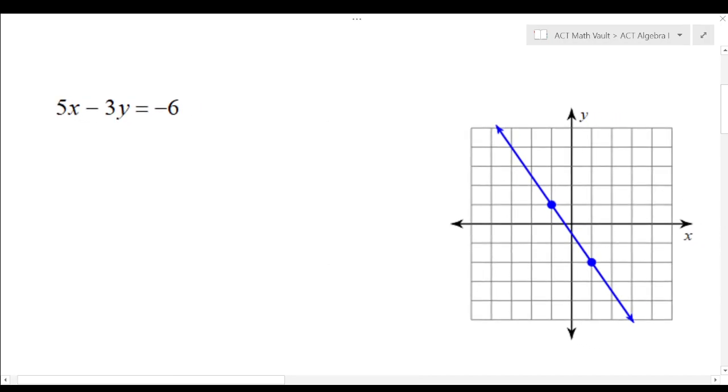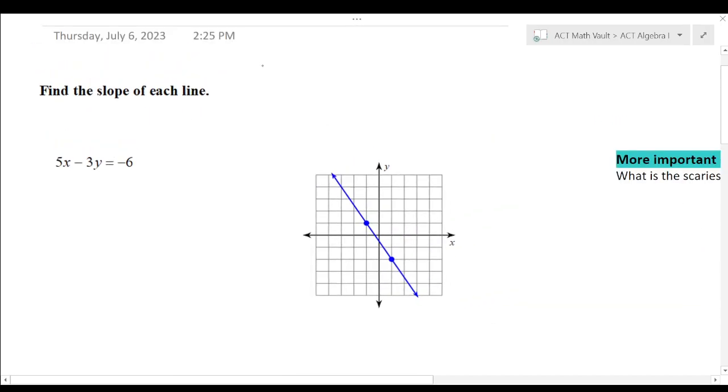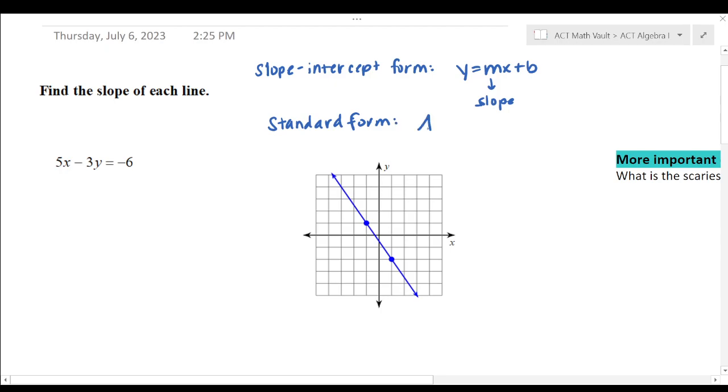Okay, so this equation is in standard form. Let's just put a little reminder here. Slope-intercept form is y equals mx plus b, where m is the slope. Standard form is what we are given in this first problem. That is ax plus by equals c. And the a, b, and c are all numbers: coefficients for a and b next to the x and y, and then the c would be the constant number.